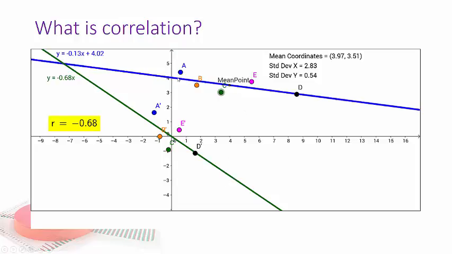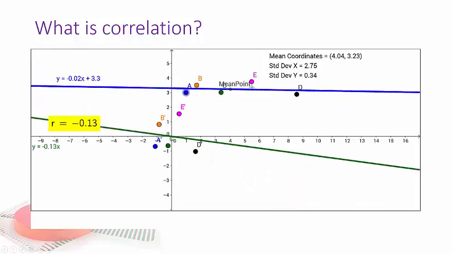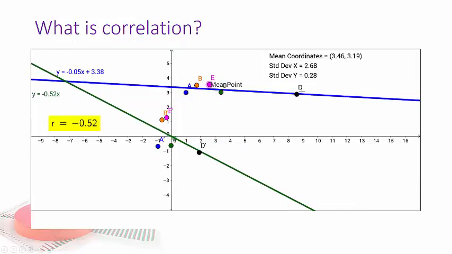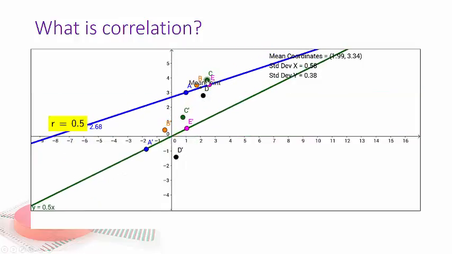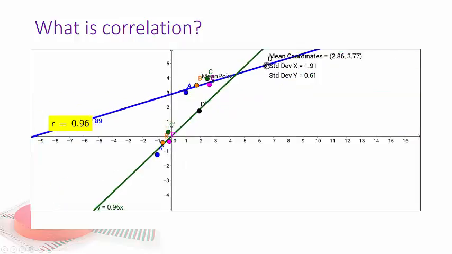So we can move the points around. If I really have no correlation, let's just say it's just a bunch of points sitting around like this, you can see that my correlation value goes down to 0. So we had a negative correlation when we started. And now let's say I want to make it look a lot like a line. So I'm going to move these points around.